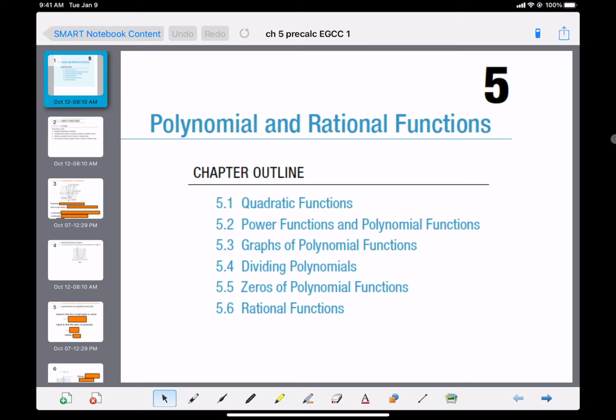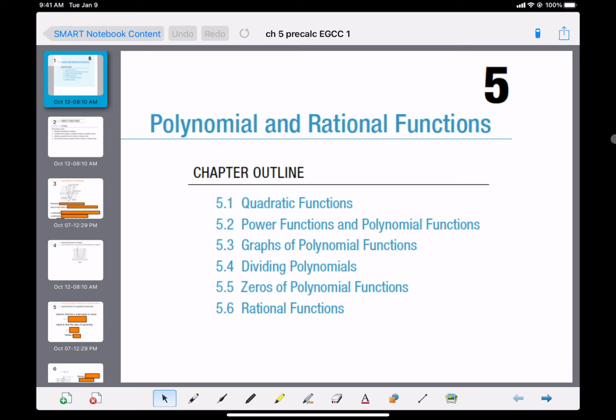So chapter 5 is about polynomial and rational functions. And this section will work its way from some of the stuff we have done already. But this book is just laid out a little bit different than the one we were using in chapter 1.